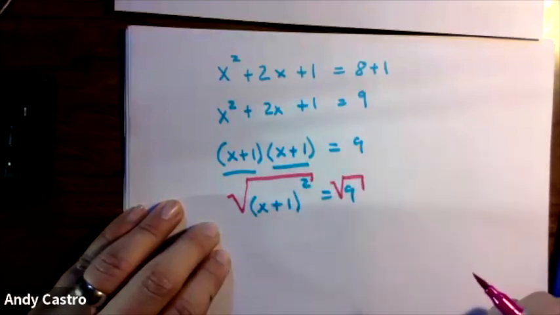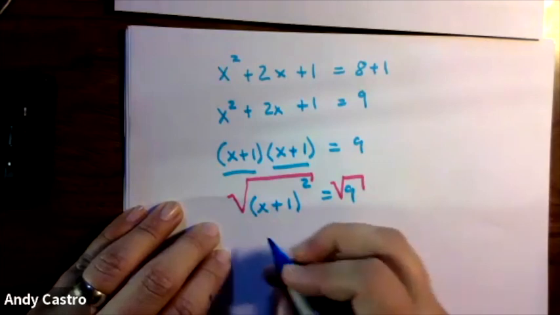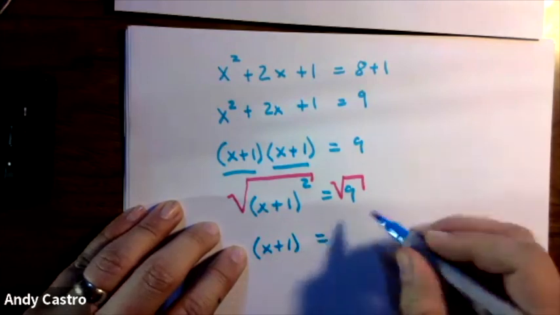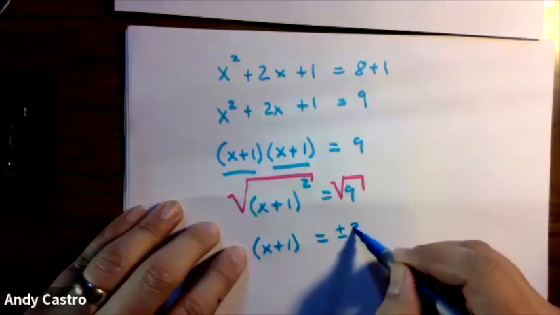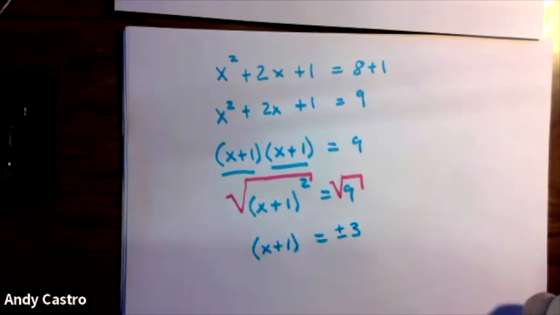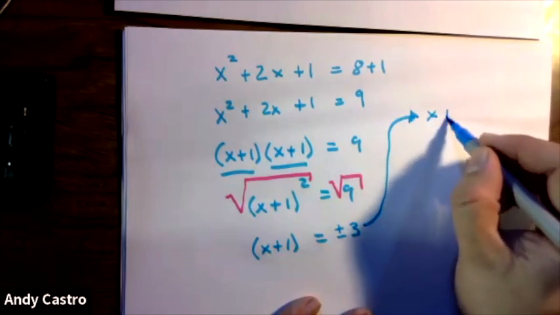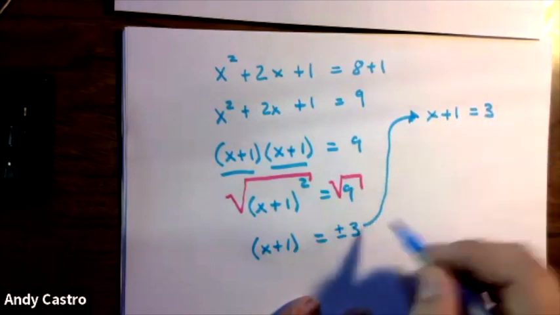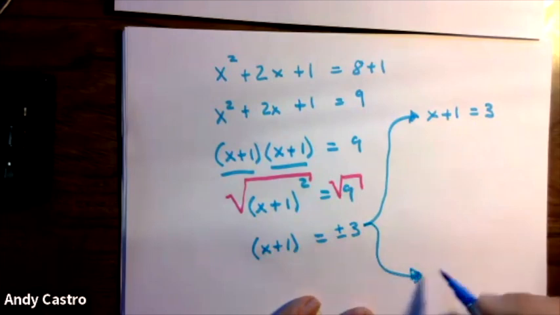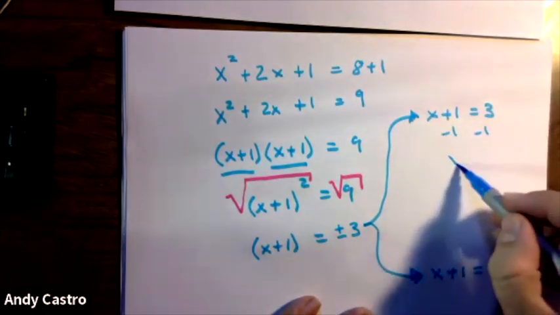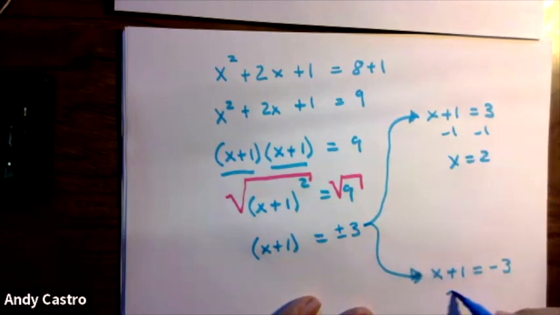Take the square root of both sides. x plus 1 squared, square rooted, is x plus 1. The square root of 9 is plus or minus 3. So two answers. You can have x plus 1 equal to positive 3. The other thing that I can have is x plus 1 is equal to negative 3. x is equal to 2. x is equal to negative 4.